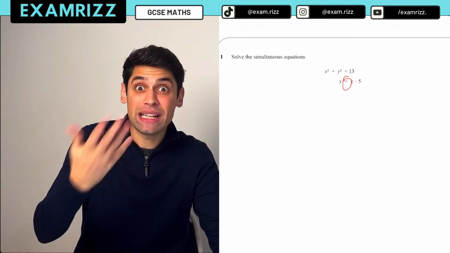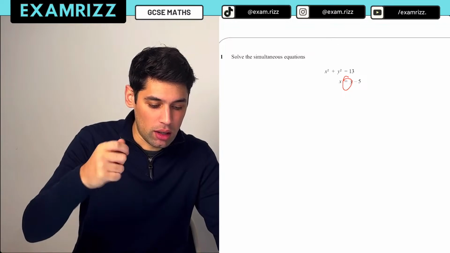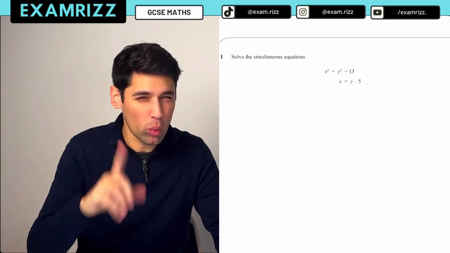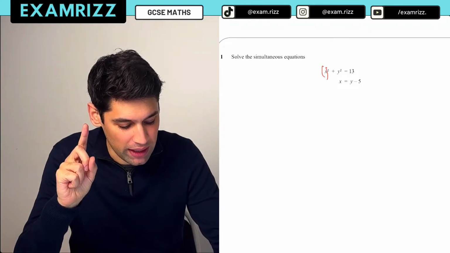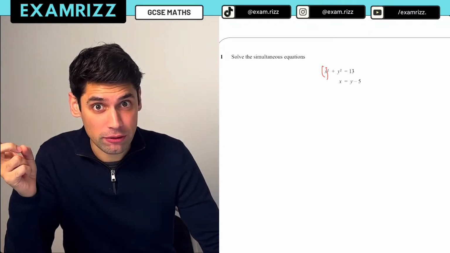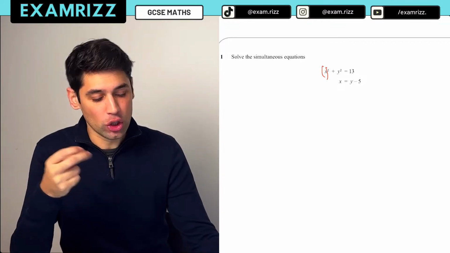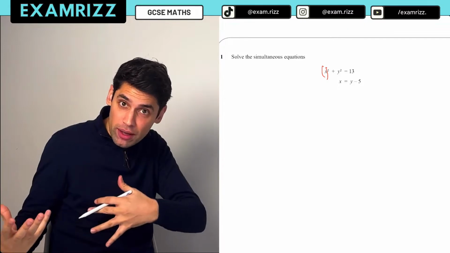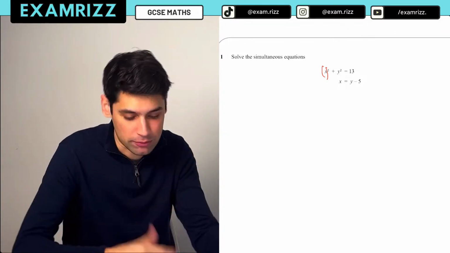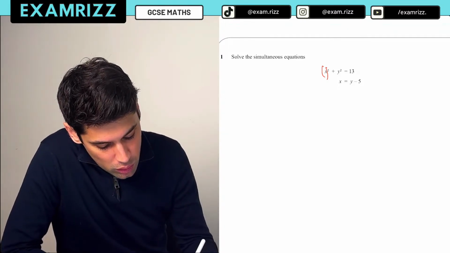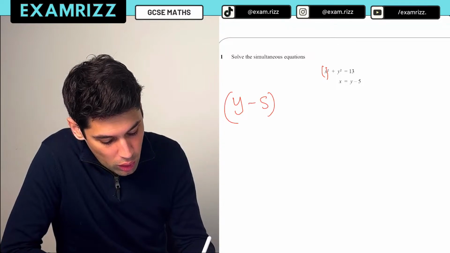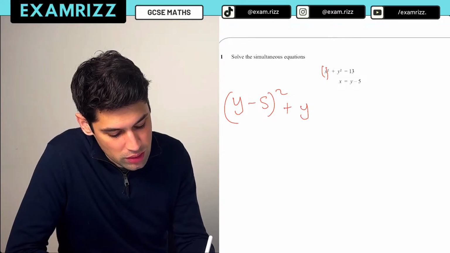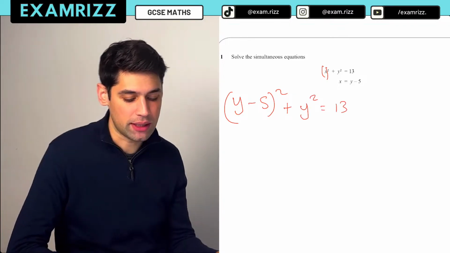That's what an equals means, basically. Equals is just the notation for the word is. X is y minus 5, which also means that this x up here is y minus 5. And that's how we do substitution. So we're going to rewrite this top line, but instead of the x, we're going to put y minus 5, because x is y minus 5. So y minus 5 squared instead of the x squared, plus y squared equals 13.